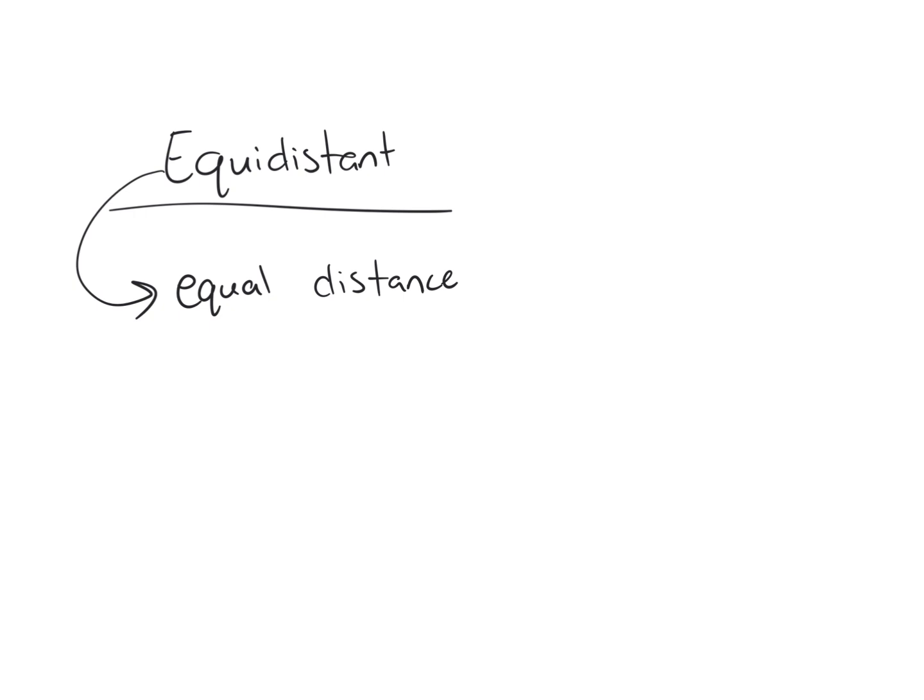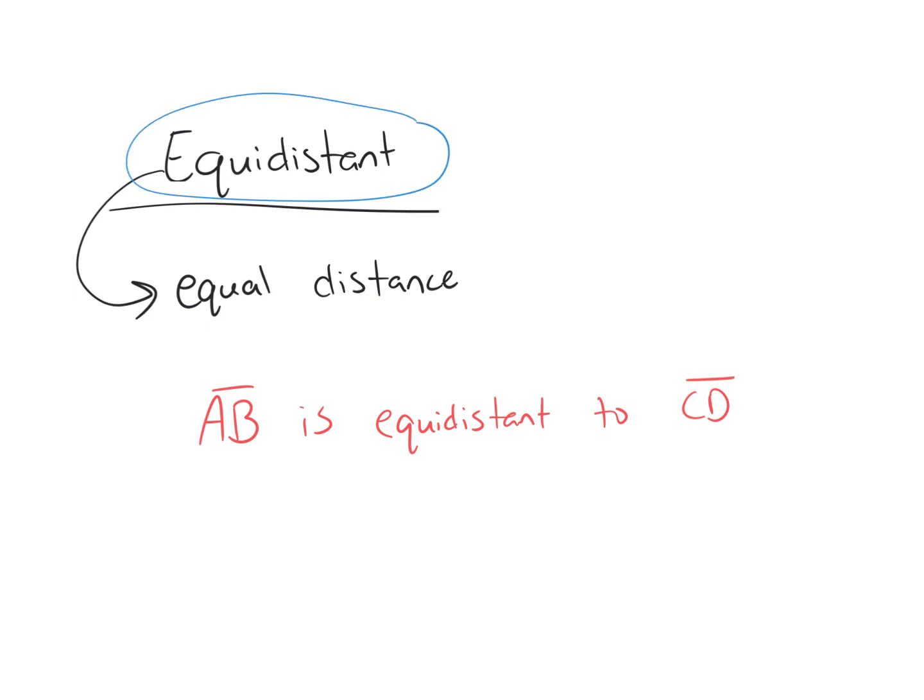So for example, if it said AB is equidistant to CD, what does that mean? They have the same distance. Yep. Okay, so we're going to see that word a lot. Just remember, it is exactly how it sounds. The definition comes from the words. It's equal distance. Okay?